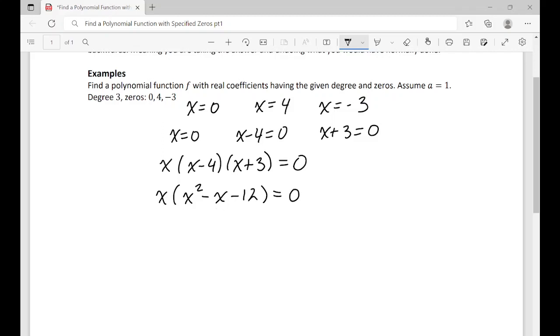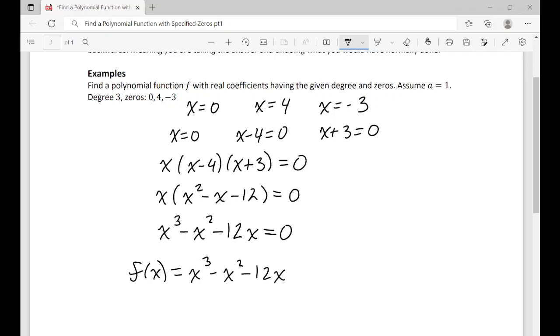Then we're going to distribute the x across. x cubed minus x squared minus 12x equals 0. And then finally, because we want a function f, we're going to turn this into function notation. So we're going to have f of x equals x cubed minus x squared minus 12x. And again, degree 3, which means the highest exponent should be a cube. And here it is, the highest exponent here is a cube. And then a is equal to 1, so we're not worried about anything else. This will be the function containing these zeros.